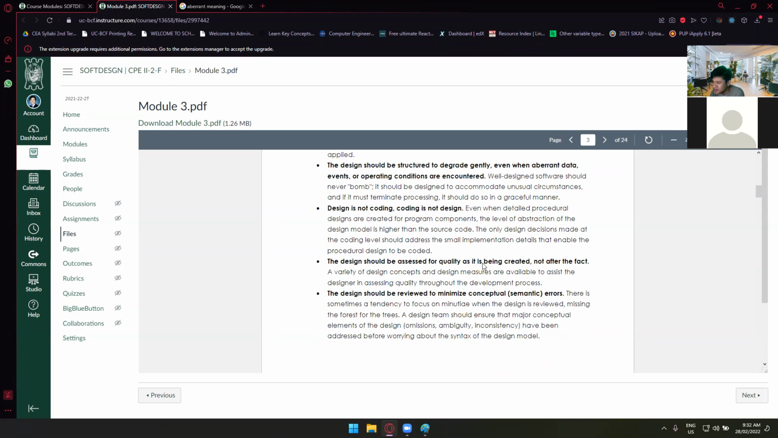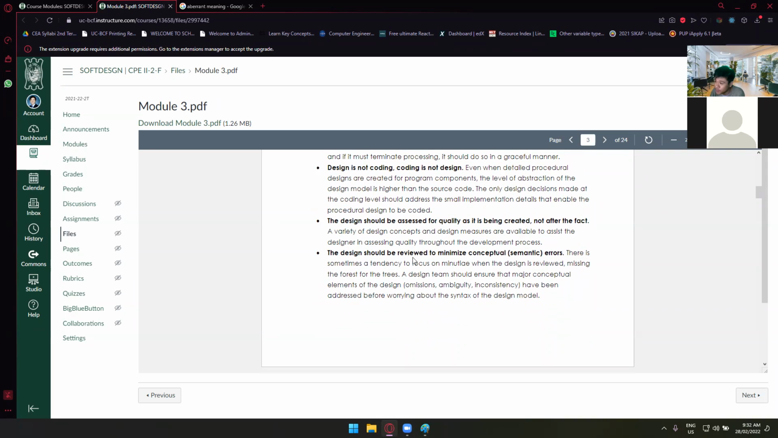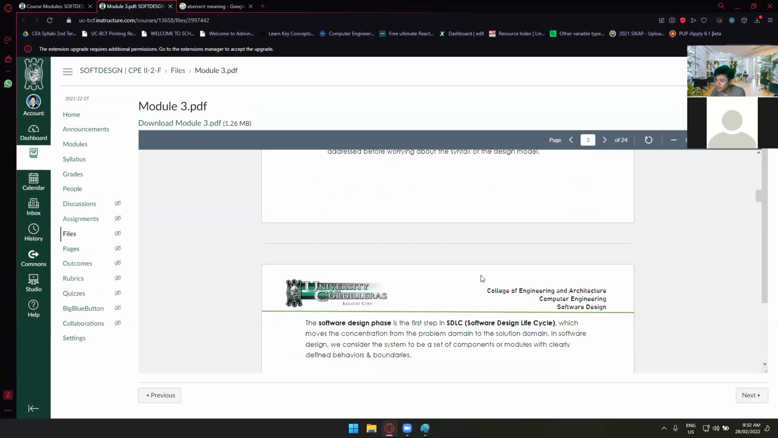I guess it's very straightforward. It's like quality over everything. Then the next one is design should be reviewed to minimize conceptual semantic errors. Well, this is very obvious, of course, right after creating that specific module or just that part of your program, you have to review that one as early as possible. With that, you'll be able to minimize the errors that will come up in the future.